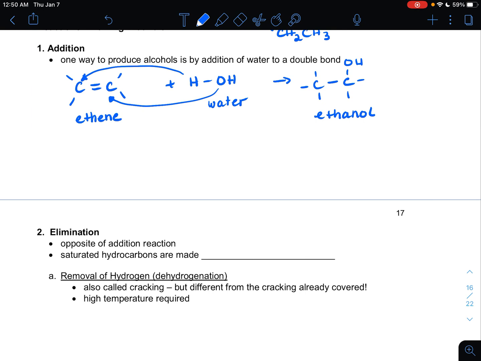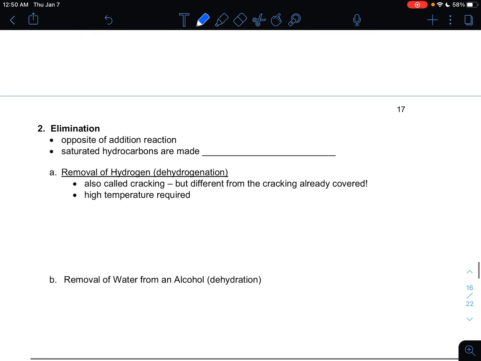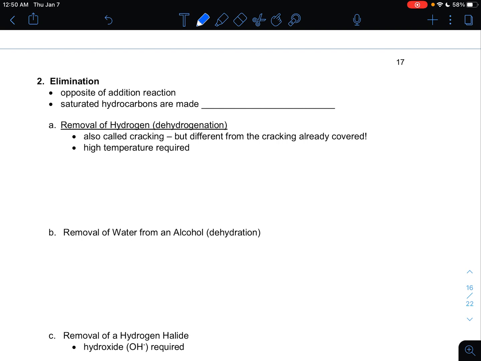Okay. Now, question, do I have any other product? I hope you can tell me right away that no, I don't, because, again, we're adding. We're not substituting, we're adding. All right, so alcohols are made by addition reactions, but alcohols are useful in the lab because they can be used in elimination reactions. So how do we make unsaturated molecules if we need them? One of the ways is by using alcohol.